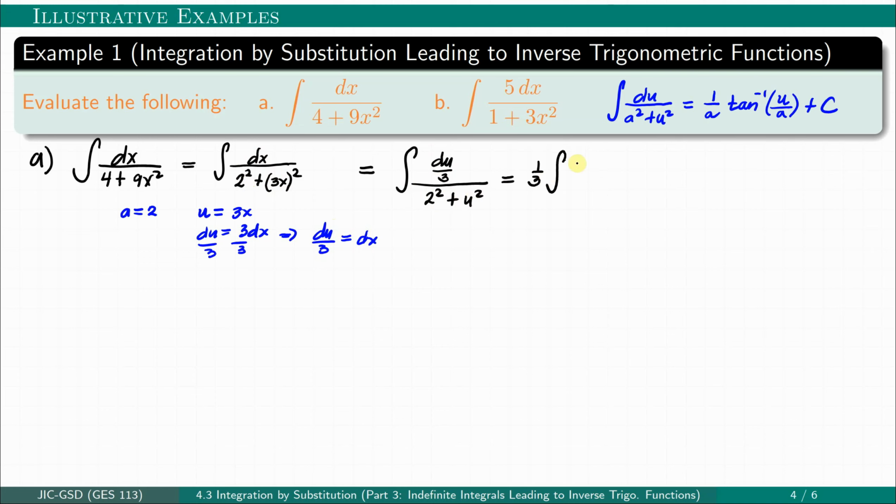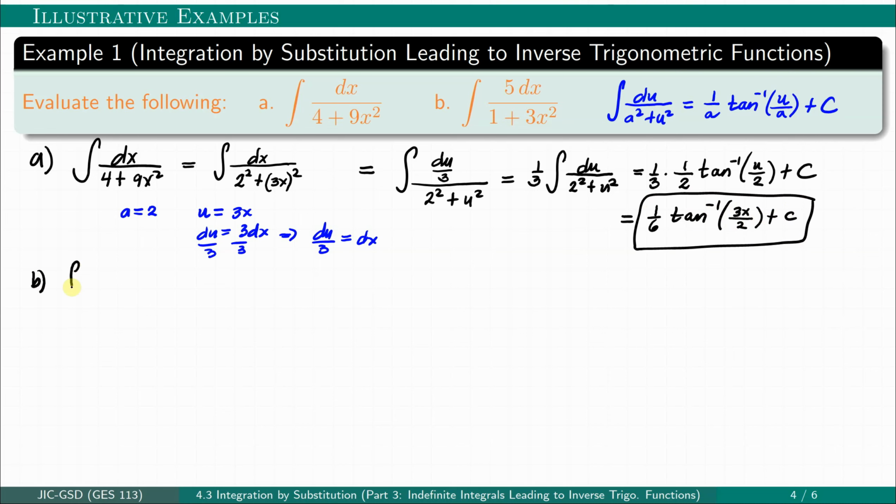So this will be 1/3 of the integral of du divided by 2 squared plus u squared. And in this case, we can see a very similar pattern in our integral. So evaluating this integral using the formula, we will get 1 divided by a, where a is just 2, times tangent inverse u divided by a, which is 2, plus c. Now simplifying this further, we will get 1/6 tangent inverse. Our u is just 3x, so we just have to replace it by 3x divided by 2 plus c.